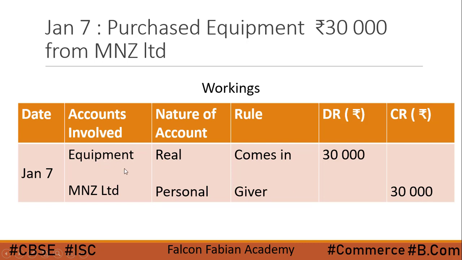So equipment, the rule for real account is going to apply to equipment. It is coming in. Therefore, equipment account needs to be debited. The second account is MNZ Limited. The rule for personal account is going to be applied to MNZ Limited. It is the giver in this transaction. It's giving the equipment to the business. Therefore, MNZ Limited's account needs to be credited by the amount 30,000.